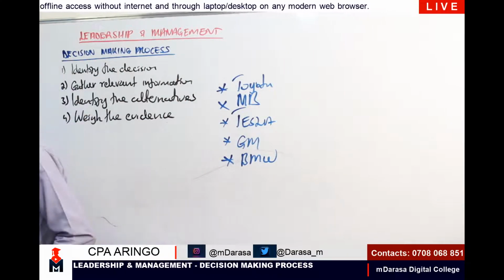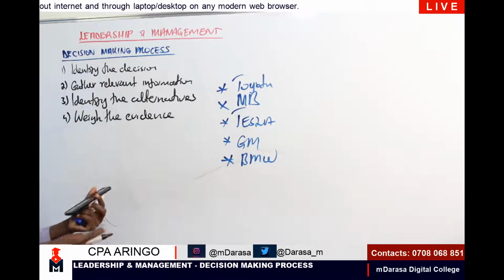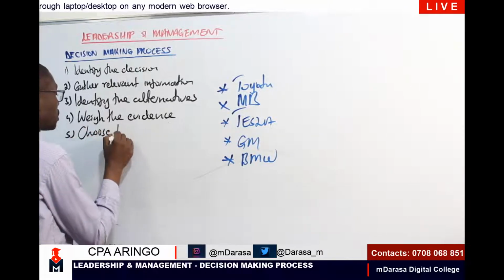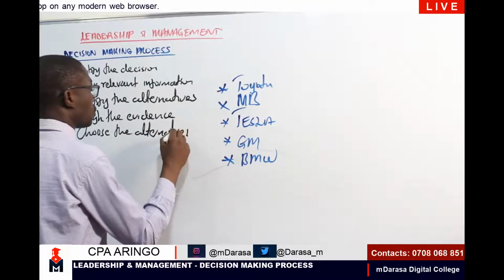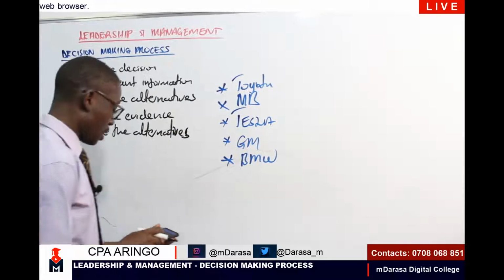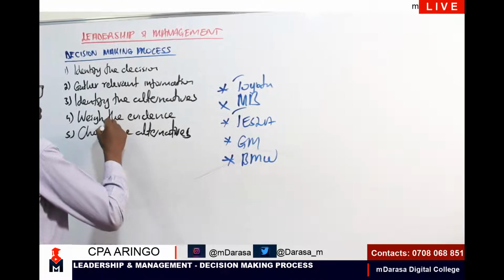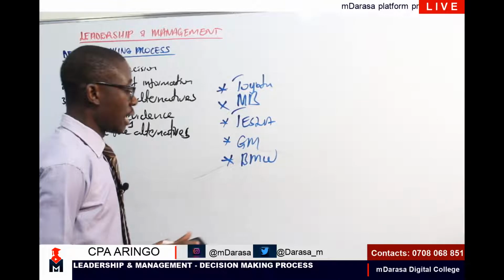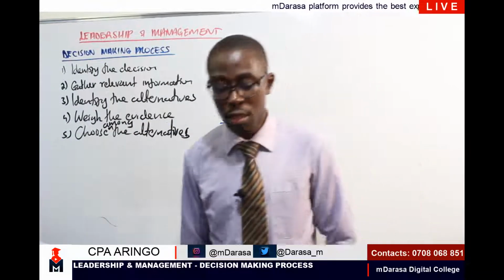Now, the moment you've done that, the next step is for us to choose the alternatives. After weighing the evidence, we are now going to choose among the alternatives. Now I've weighed, I've seen that probably Tesla is going for this much.